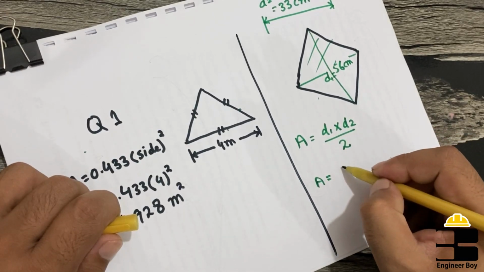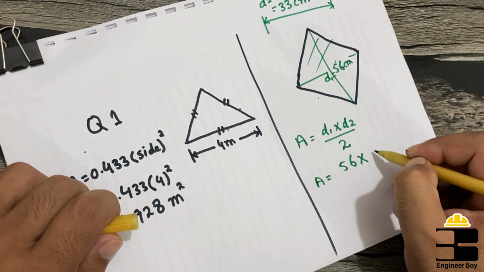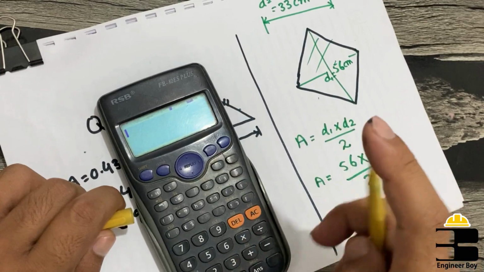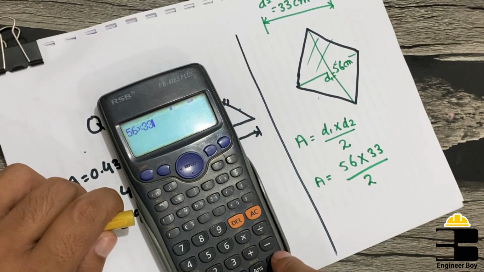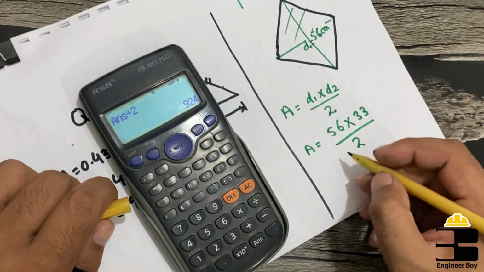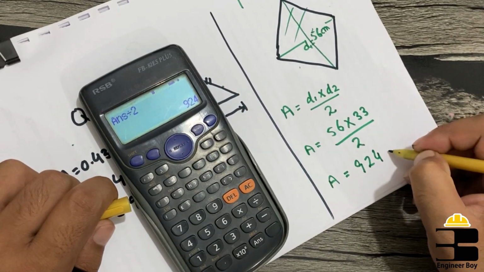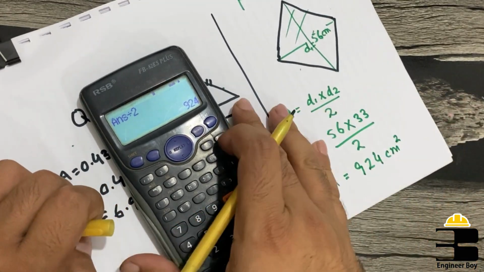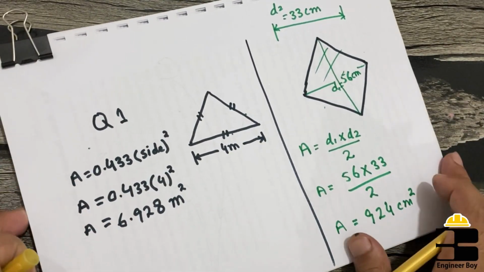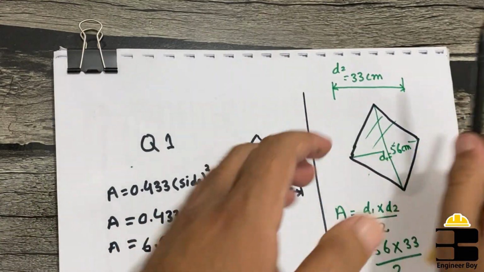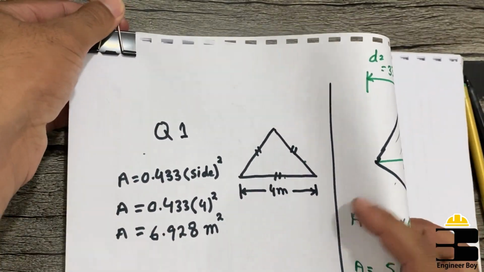So simple. Let's just do some plug and check in here. We got D1, which is 56, times D2, that is 33, divided by 2, and again the calculator. 56 times 33 is 1848, divided by 2. So the area of the rhombus, A equals 924 centimeter square. Okay, we are scoring very well. Marks are going to be 100%. Just making another page, just some room for myself. All right, now another question.